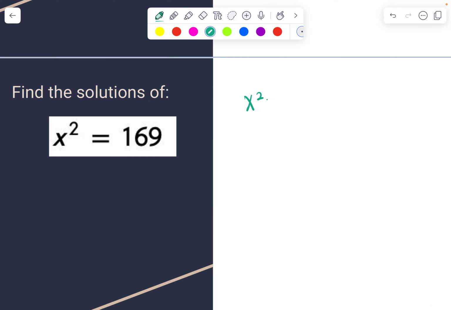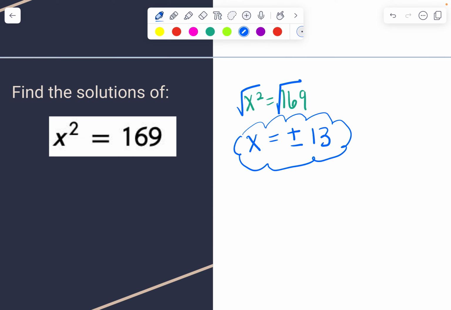X squared equals 169. Again, to undo that squared, we will square root both sides. Square root of x squared is x. If you put square root of 169 in your calculator, you would get 13, but we have to say that it's positive and negative 13. Again, because positive 13 times positive 13 is 169, and negative 13 times negative 13 is 169.